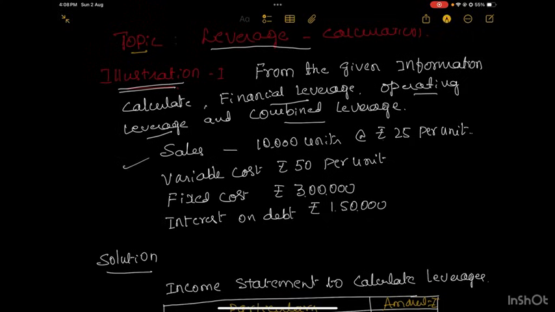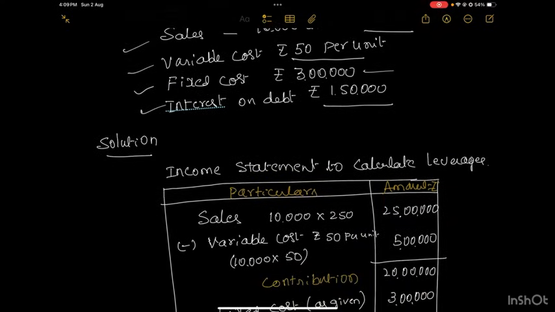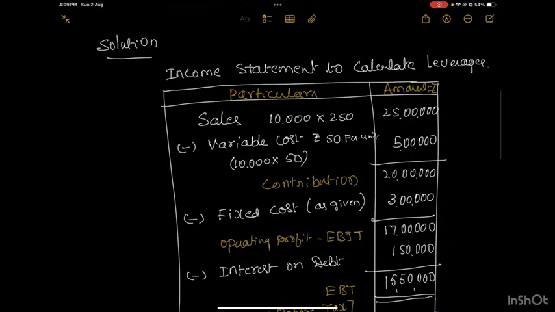Sales given. What is the sales? Sales 10,000 units at rupees 250 per unit. Variable cost rupees 50 per unit. Fixed cost, the total amount is 3 lakhs. Interest on debt rupees 1,50,000. This is the information available. Very simple problem, and we have to prepare a statement. We call it an income statement, which gives the information of contribution, EBIT, EBT and all, and that is to be prepared first. Let's work out this statement.